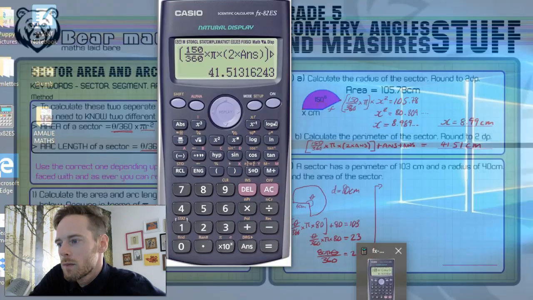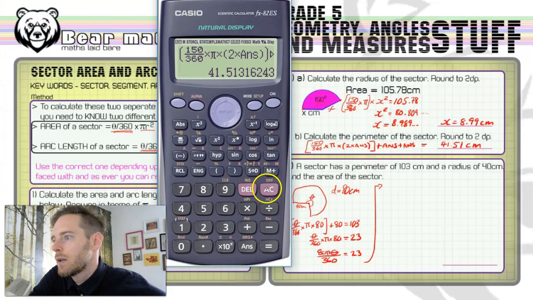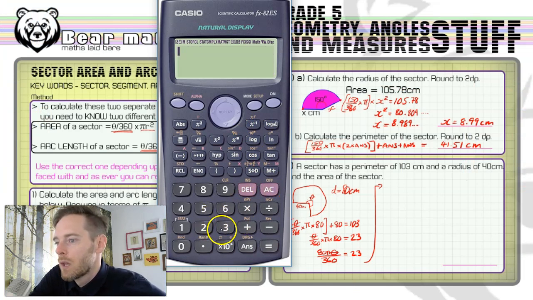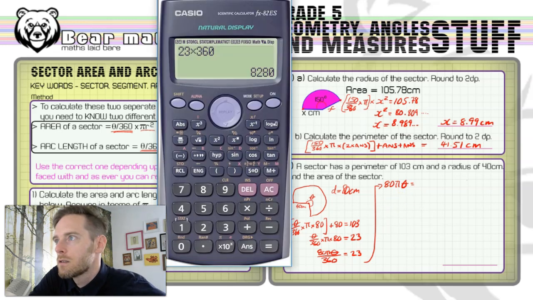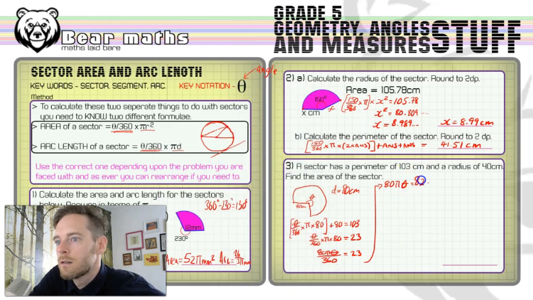All right, so I'm going to get my calculator in, and I'm going to clear all that because that was nothing to do with this question. I'm going to put in 23 multiplied by 360. And that leaves me with the 80 pi and the angle. 80 pi times by the angle equals 8280. All right, now I'm going to divide by the 80 pi. That leaves me with the angle.